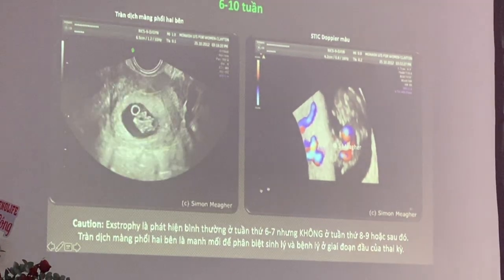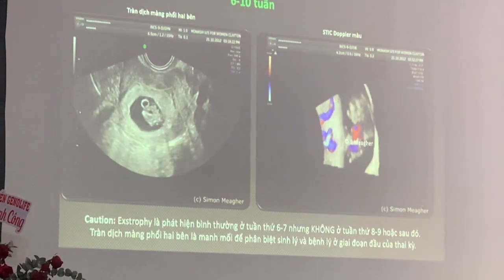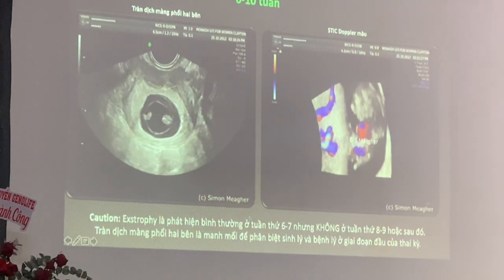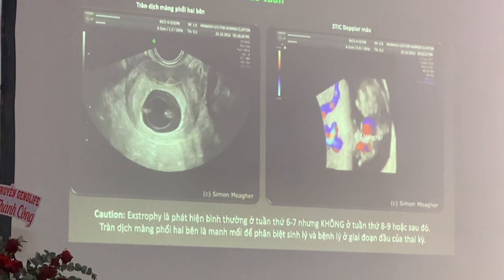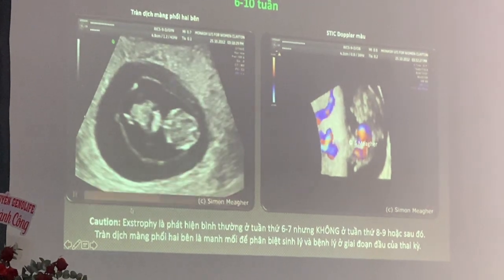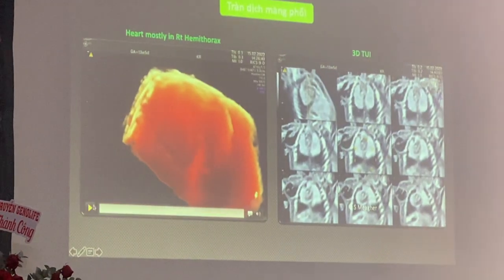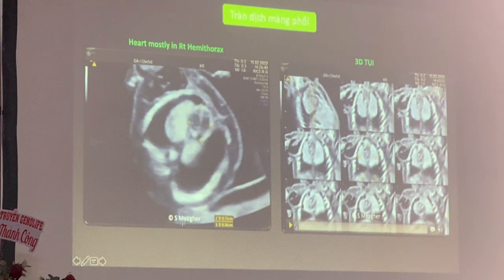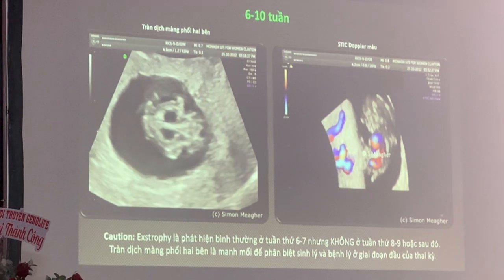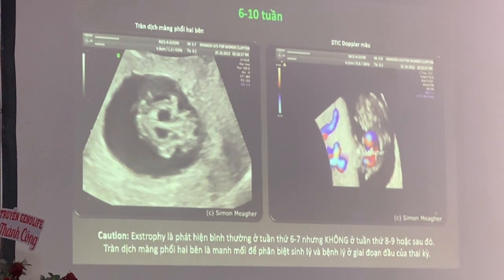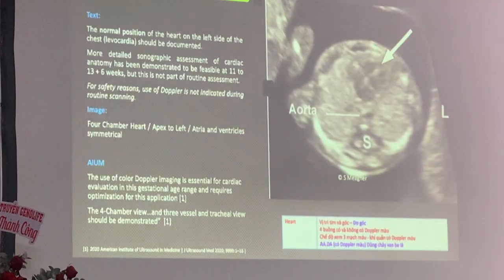If you ever see bilateral pleural effusions, and this is very early in a 9 to 10 week pregnancy, always consider the possibility of ectopia cordis. So this is a very important diagnosis to make very early because it carries a terrible prognosis. But this is made at 8 to 9 weeks, and it's a very straightforward diagnosis at 10 weeks of gestation.